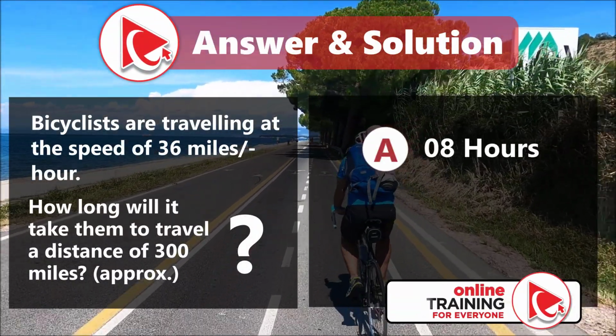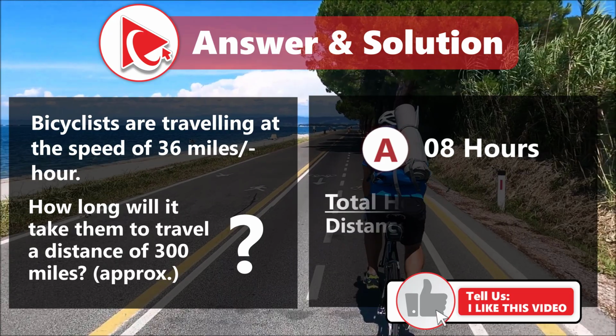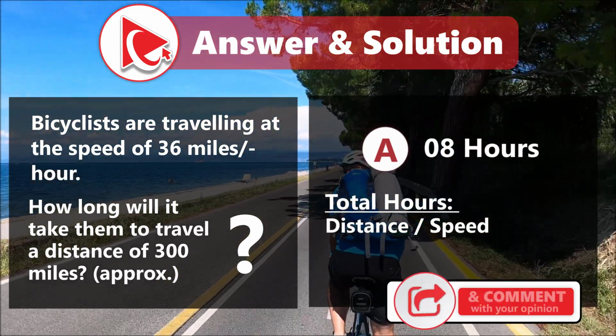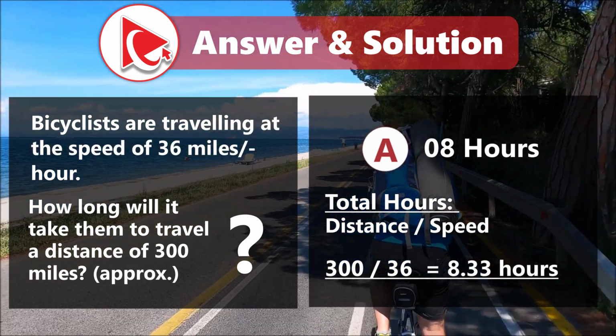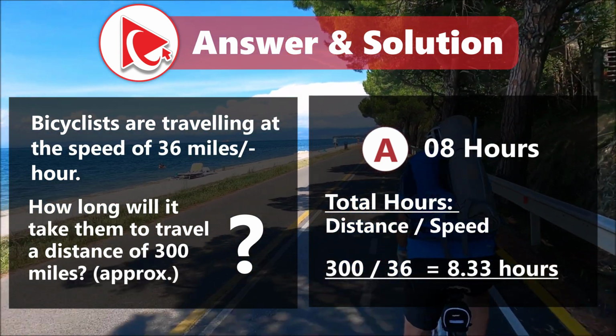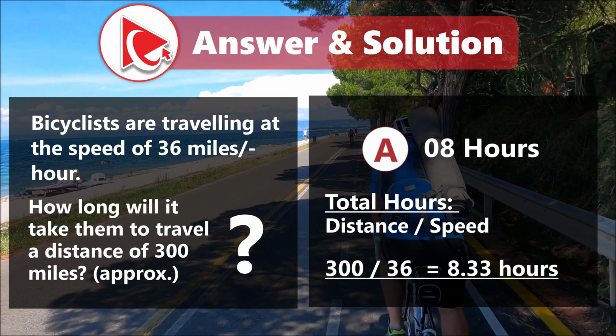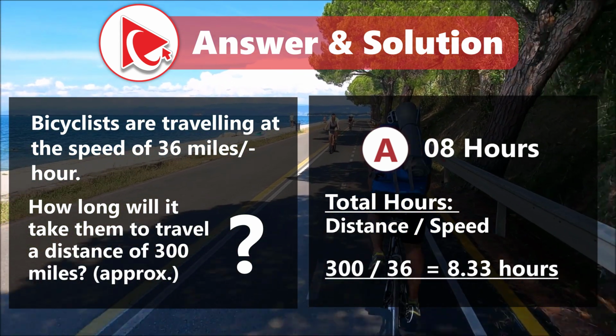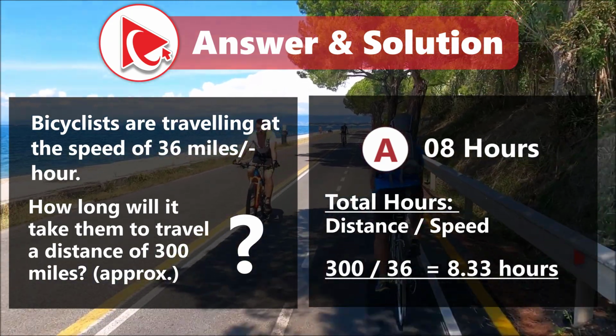My answer is A, 8 hours, and here's why. To calculate the number of hours, we need to divide distance by speed, and 300 divided by 36 equals 8.33 hours, approximately 8 hours. That's why I got the answer A, 8 hours. Did you get a different answer? Please make sure to post your answer and rationale in comments.